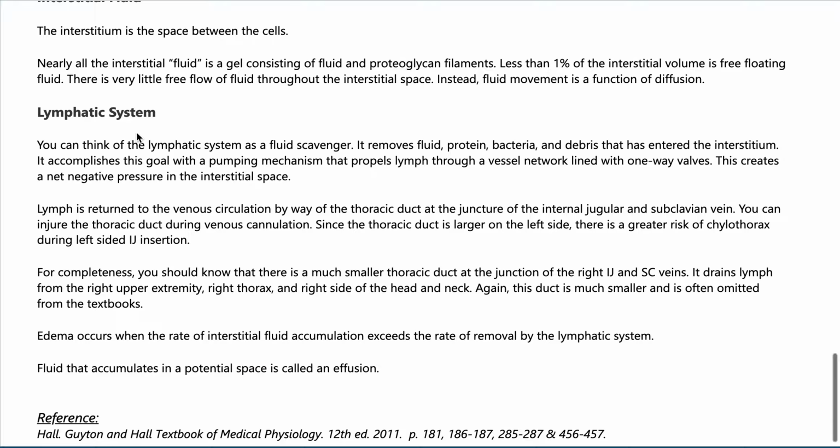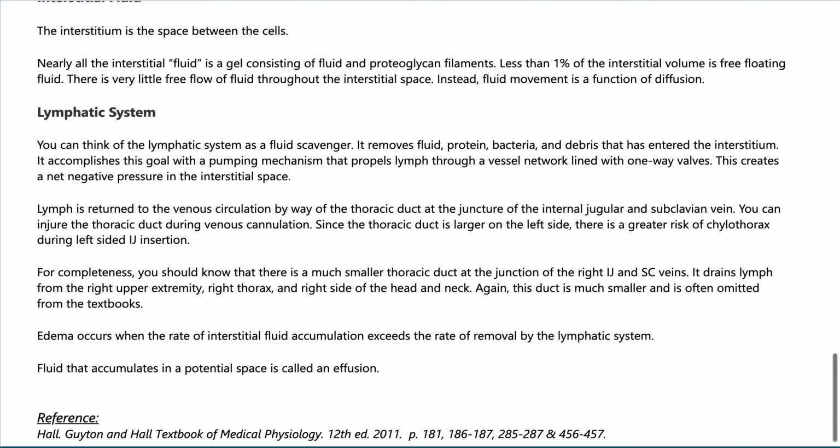Next is a discussion on the lymphatic system. You can think of the lymphatic system as a fluid scavenger. It removes fluid, protein, bacteria, and debris that has entered the interstitium. It accomplishes this goal with a pumping mechanism that propels lymph through a vessel network lined with one-way valves. This creates a net negative pressure in the interstitial space. Lymph is returned to venous circulation by way of the thoracic duct at the juncture of the internal jugular and subclavian vein. You can injure the thoracic duct during venous cannulation.